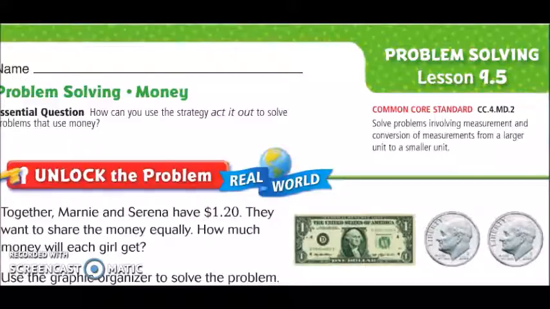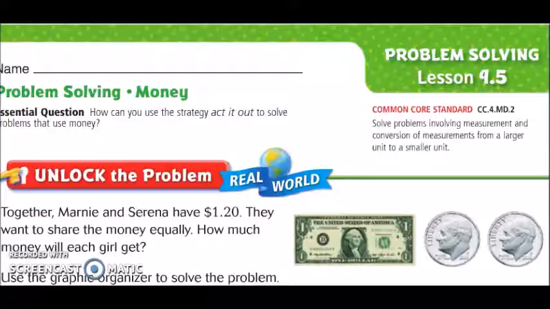Hey, fourth grade. I'm sorry, but this lesson is not as exciting because I'm not in a specific location, but I am going to show you a pretty neat tool that you're going to use for Go Math Lesson 9.5, which has to do with problem solving with money. And this is what the world's about. I mean, pretty much everything revolves around money, so you need to be able to problem solve with it.